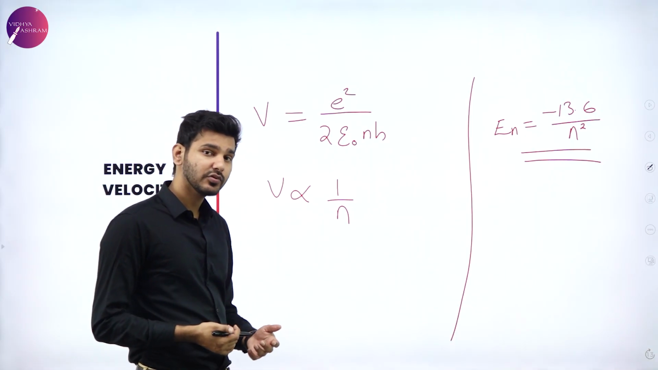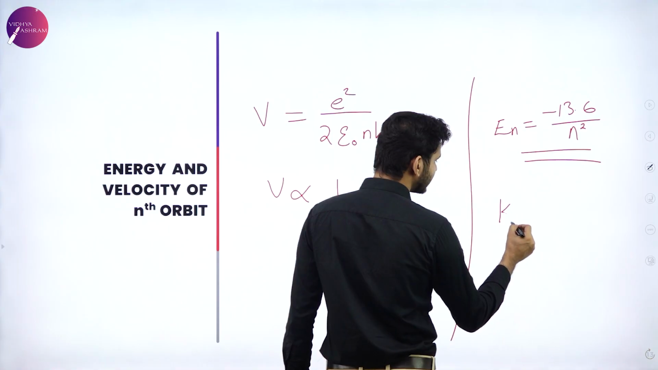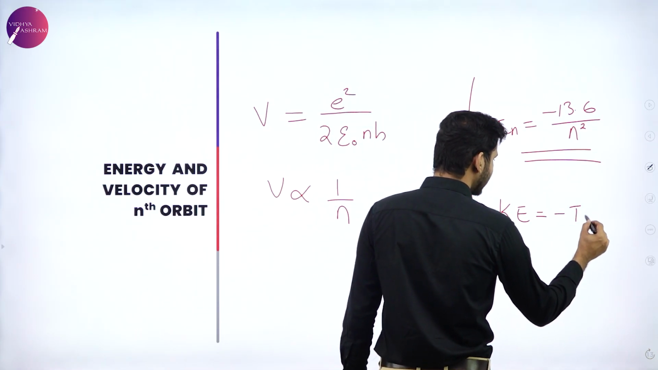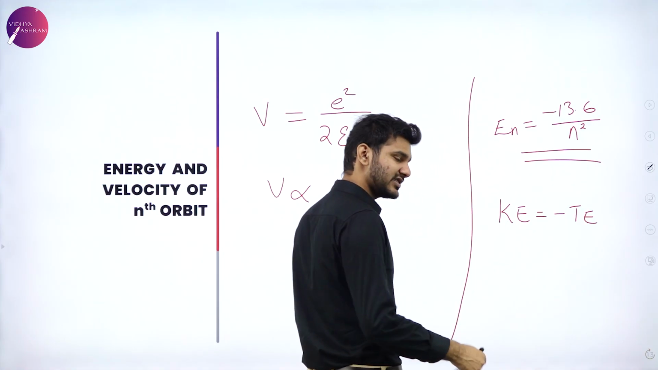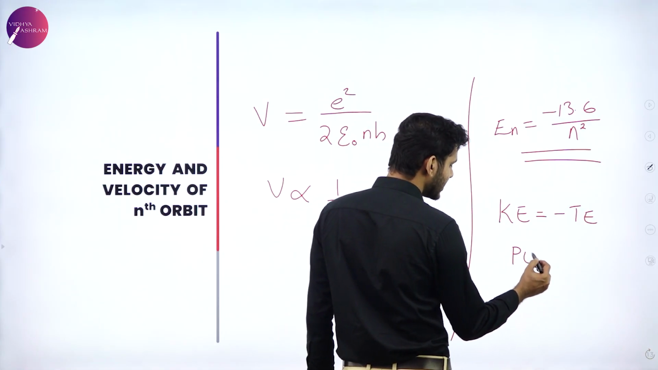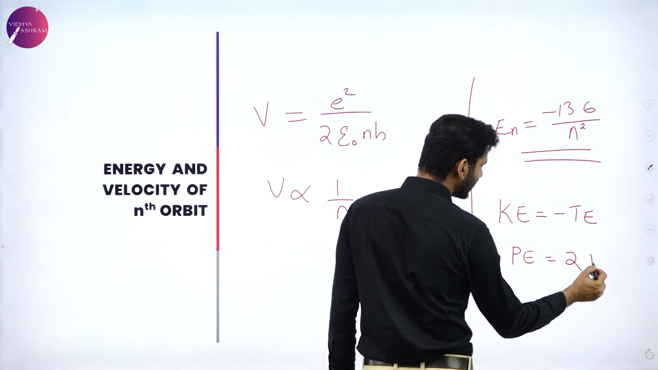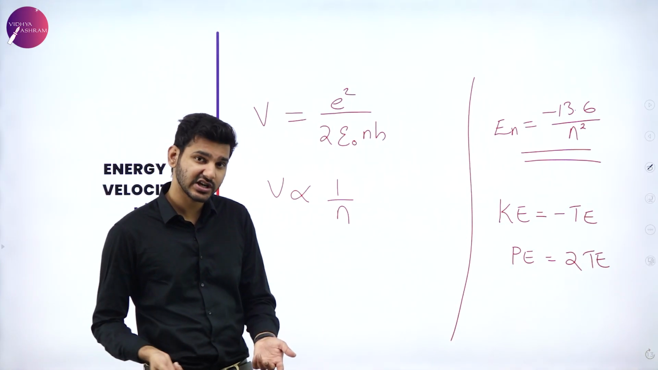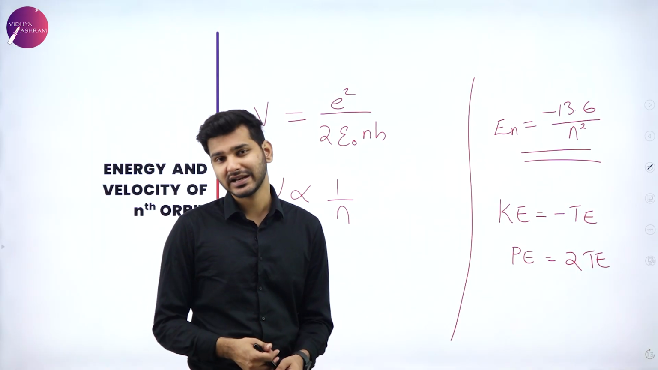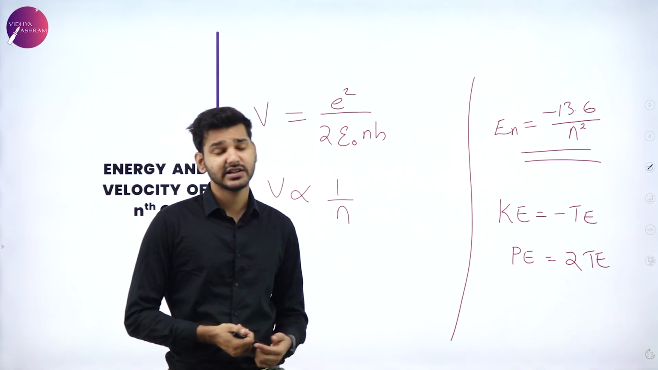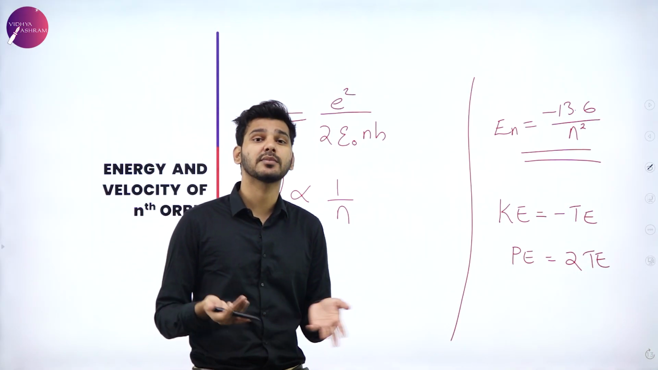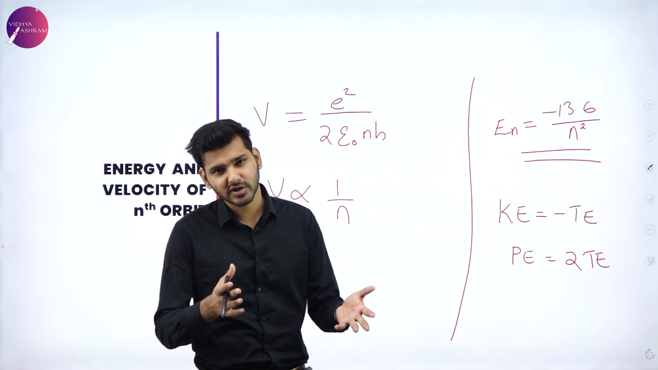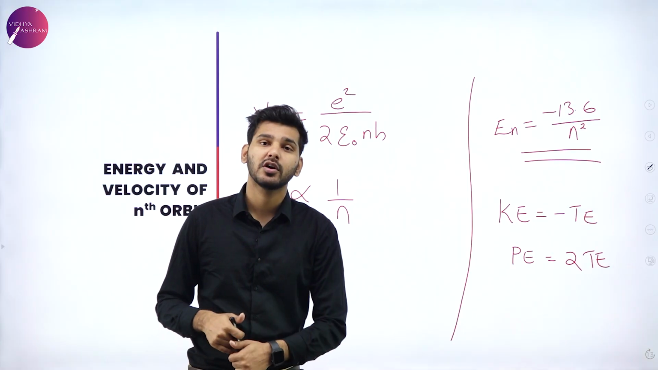That will actually prove that kinetic energy will be equal to the negative of the total energy, or simply potential energy will be equal to 2 times the total energy. This particular relation was mentioned in your textbook, but again, it is all in the deleted portions right now. But still they can ask an MCQ question or simply a numerical question from these. So just to be on the safe side, we can just remember all these.